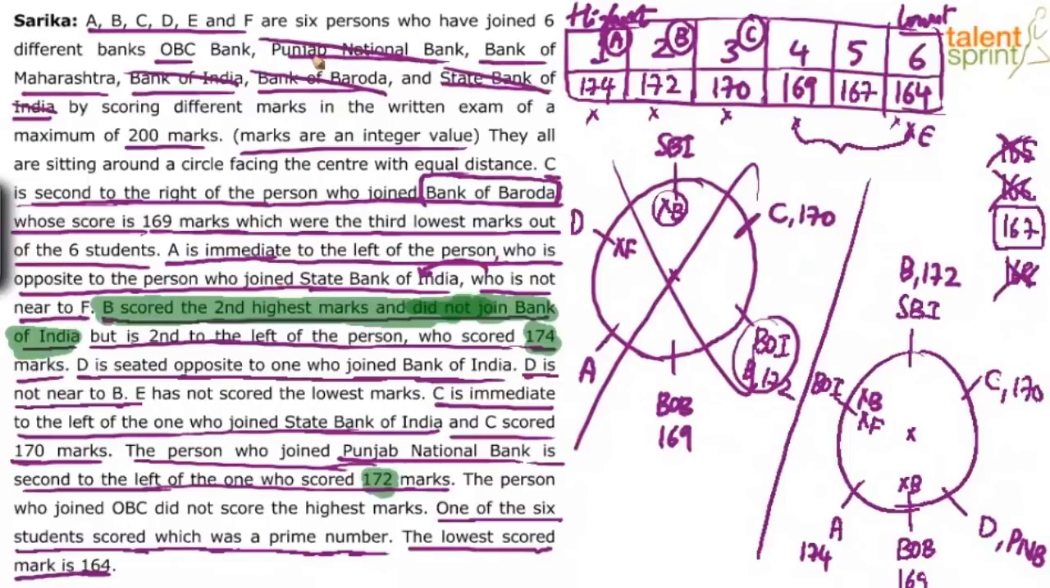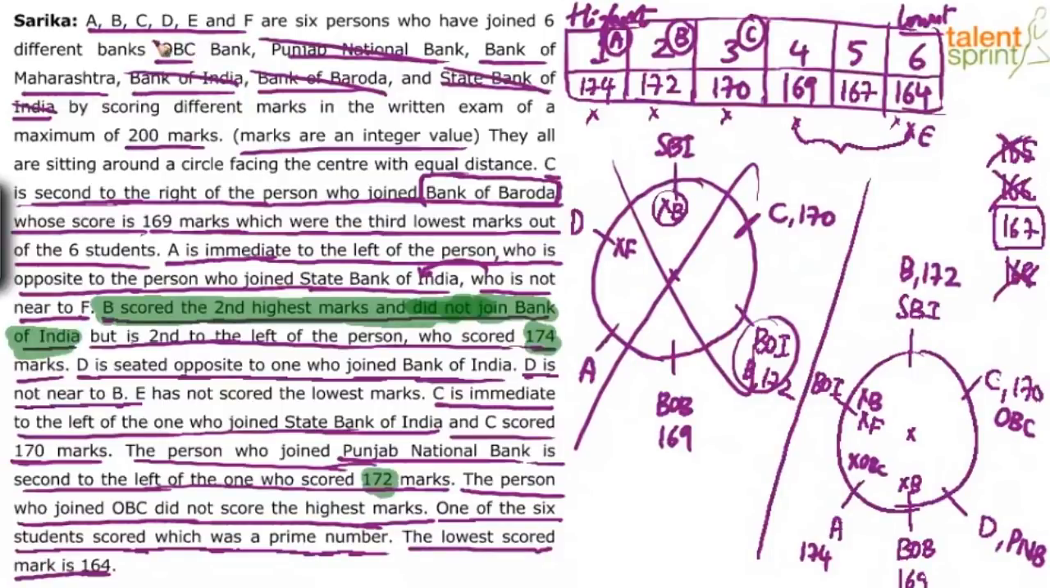What are the other points? The person who joined OBC did not score the highest marks. Highest marks is 174, so OBC cannot come here. If OBC cannot come here, the only place where OBC can come is this, because all other banks have been fixed. BOI, SBI, PNB, BOB are fixed. So OBC has to come here.